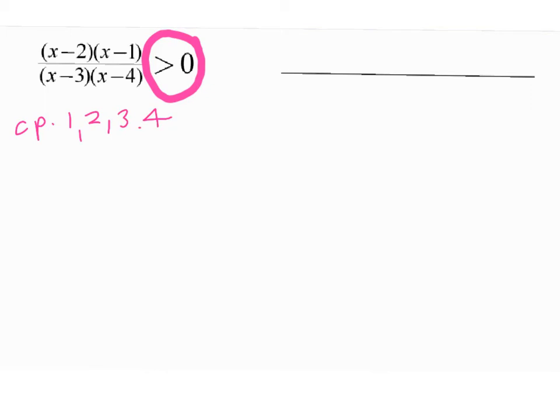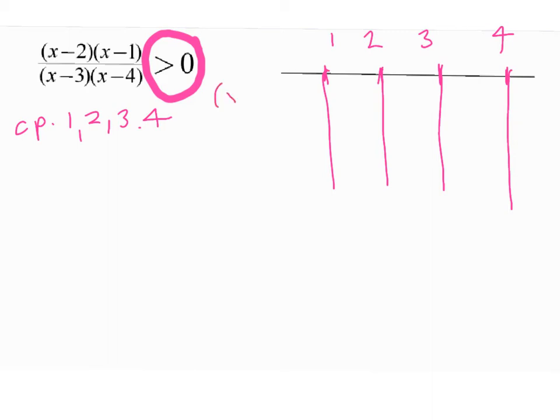Okay, now I'm going to list them in order. 1, 2, 3, 4, and draw lines straight down. Now I'm going to list my factors in the same order. So the factor that goes with this is x minus 1. Over here is x minus 2, x minus 3, and x minus 4.